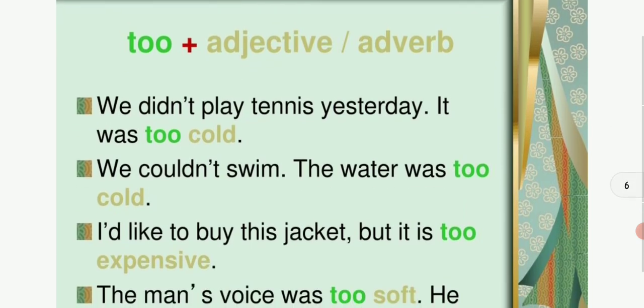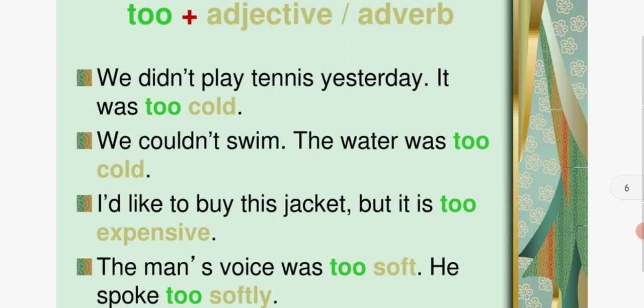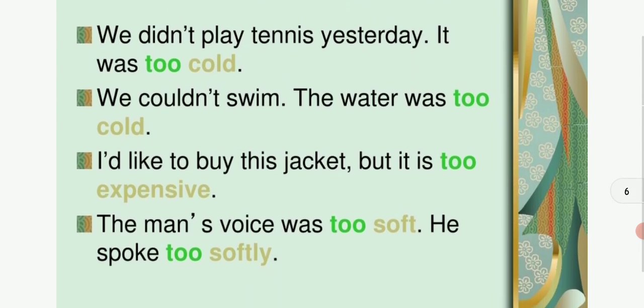I would like to buy this jacket, but it is too expensive. I described the jacket as very expensive here, so I used "too" to say very, very expensive. I couldn't buy it. Number 4: the man's voice was too soft. He spoke too softly. Here, "soft" is an adjective, okay? And I say he's too soft, very, very soft.